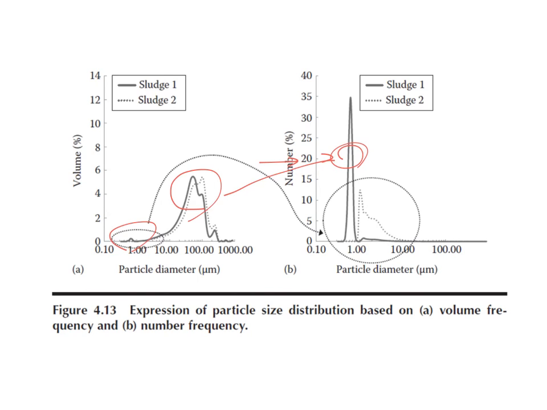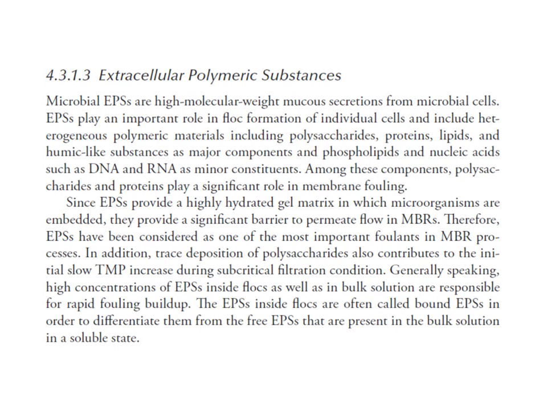So if you look at this solid line and broken line, their difference may not be significant if you look at the volume distribution. However, if you look at this number distribution, you see that these two distributions are quite different. So that's why we always have to analyze not only the volume frequency but also the number frequency.